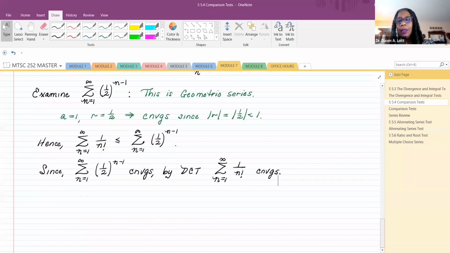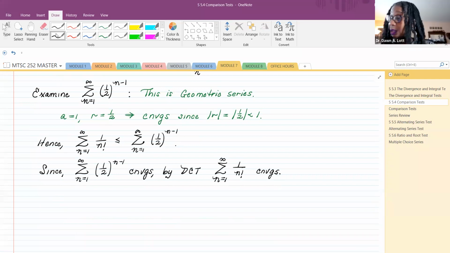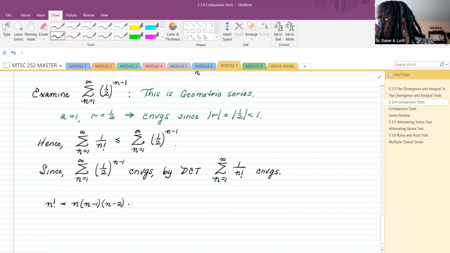Well, okay. I'm glad you asked. I guarantee you, since you asked, you are not the only one. So n factorial is a big thing for the next test we're going to do too. It is n times n minus 1 times n minus 2 all the way down to 3 times 2 times 1.